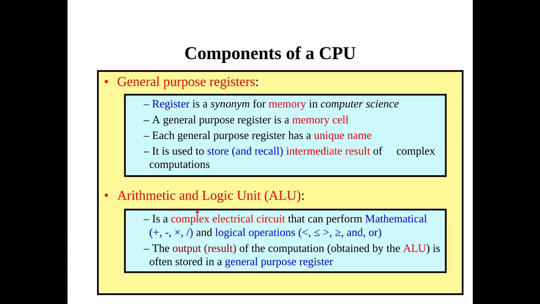So within the CPU, the general purpose registers, as I said, a register is basically memory. A general purpose register is just a memory cell, and so it's just a location of where data can be placed. Each general purpose register has a unique name. There's multiple general purpose registers within a CPU, and so the CPU has to be able to tell where the data that it wants is located. Hence, each register has a unique name. It is used to store and recall the intermediate result of complex computations.